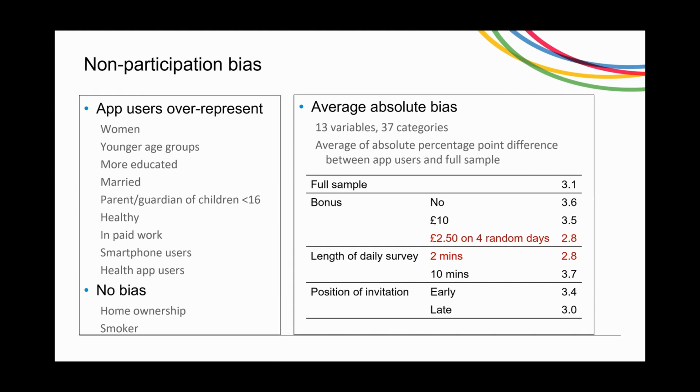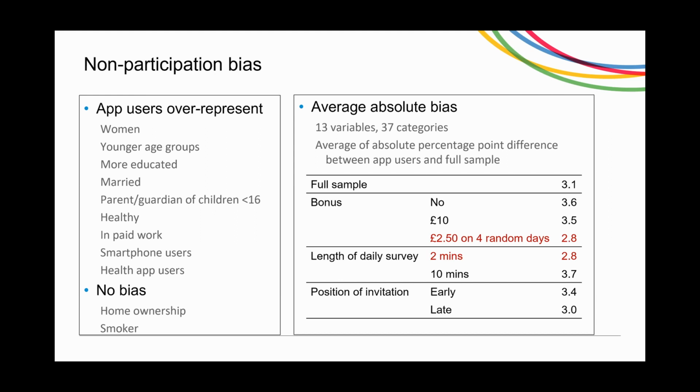And then again, to look at the different experimental treatment groups, what we've done is we've calculated average absolute bias overall, and then for each of the separate treatment groups. So for the 13 variables that we've looked at so far, we look at each of the different categories, so 37 categories over all those variables. And then for each category, we calculate the difference in the proportion, say the proportion of women in the full sample and the proportion of women among app users. We take the absolute value of that difference, and then we calculate the mean across these 37 categories. And so overall in the full sample, we see an average absolute bias of 3.1 percentage points.